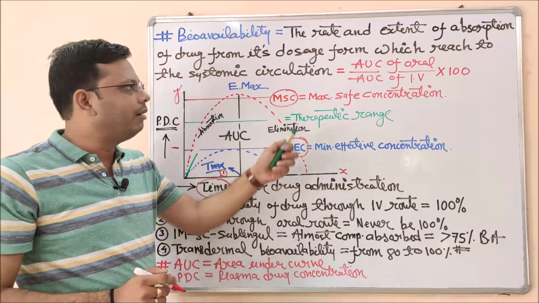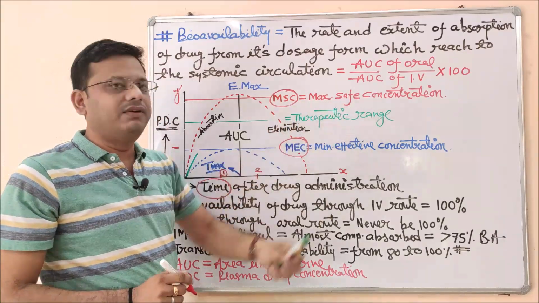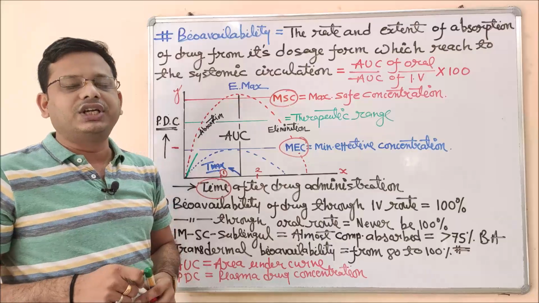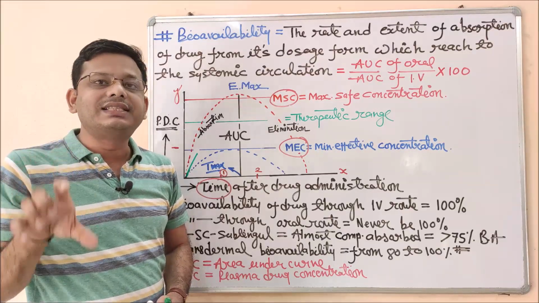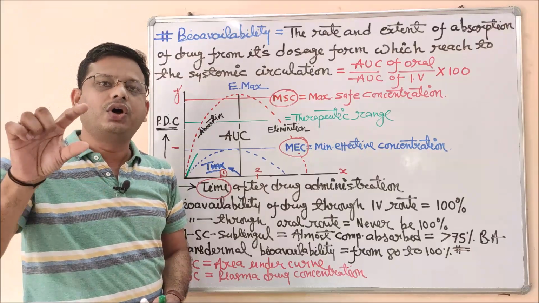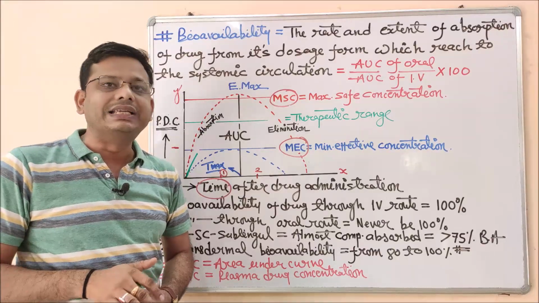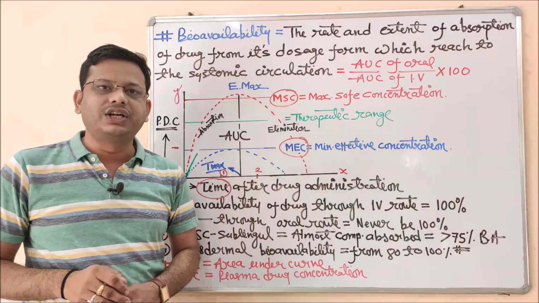What is the full form of MSC? That is maximum safe concentration. The maximum concentration of any particular drug which is safe. The drug concentration should not go higher than that particular range, which is called the maximum safe concentration.